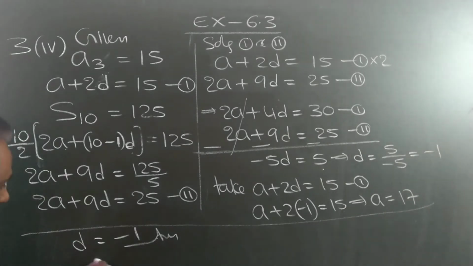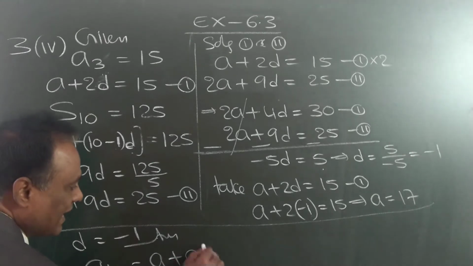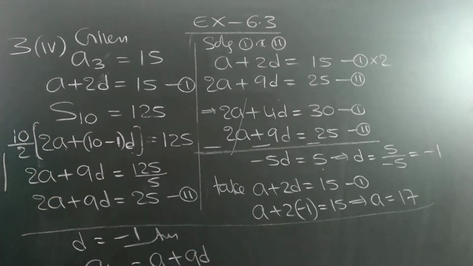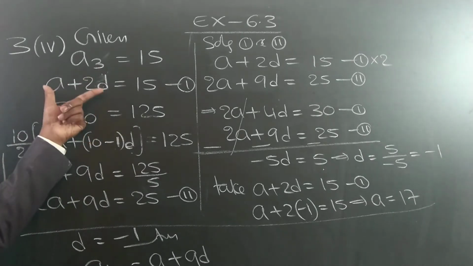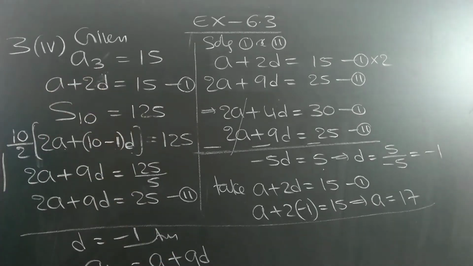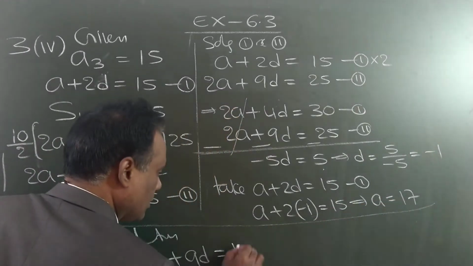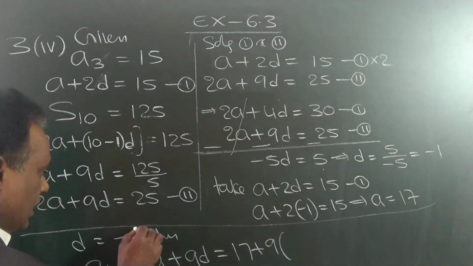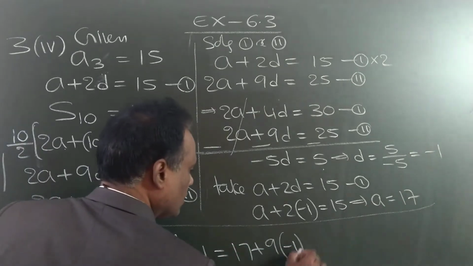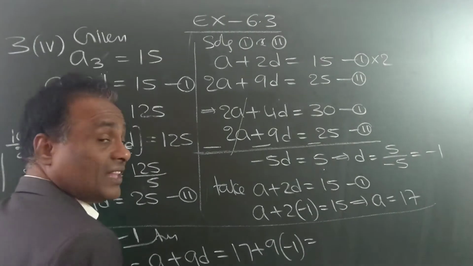A10 means A plus (n minus 1) into D. 10 means 9, 3 means 2. Third term is A plus 2D, 10th term is A plus 9D. A we got 17, students, plus 9 into D, which we got as minus 1. 9 into minus 1 is minus 9. 17 minus 9 is 8.